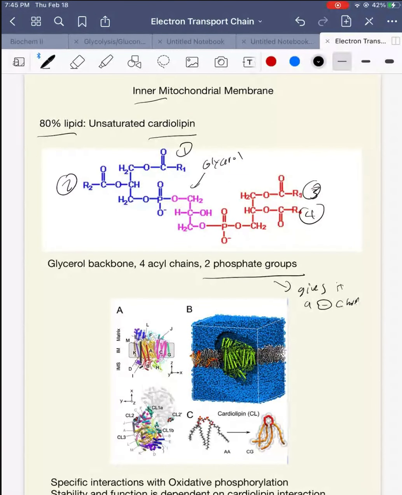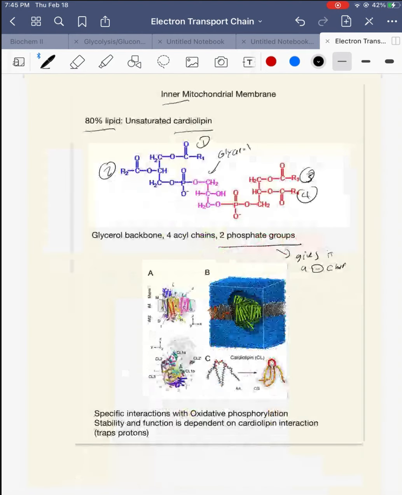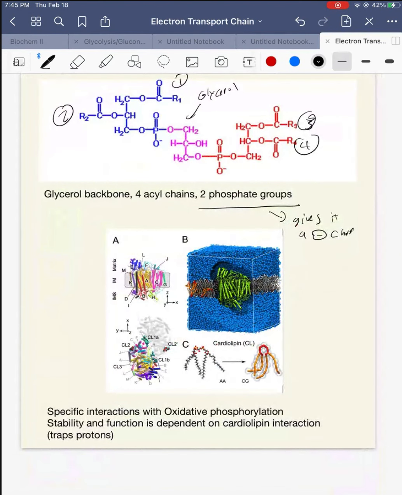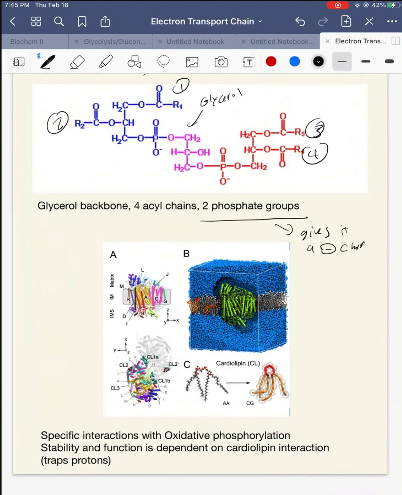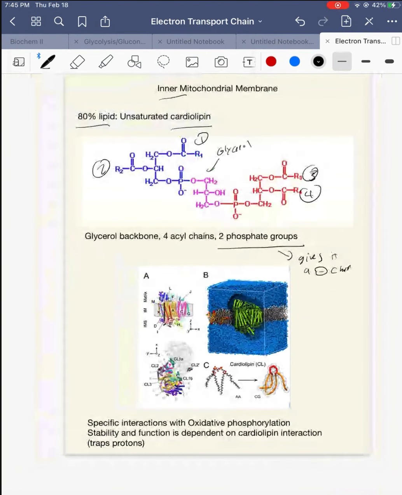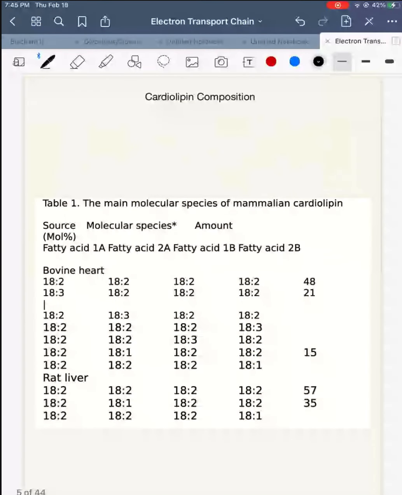Okay, let me zoom down more so we see the bottom. Okay, so specific interactions with oxidative phosphorylation. One of the cardiolipin's purposes is that it interacts with a lot of the enzymes in oxidative phosphorylation, and it also provides stability when it traps the protons, and we'll see why that's important later on. Okay, so this is the cardiolipin composition.